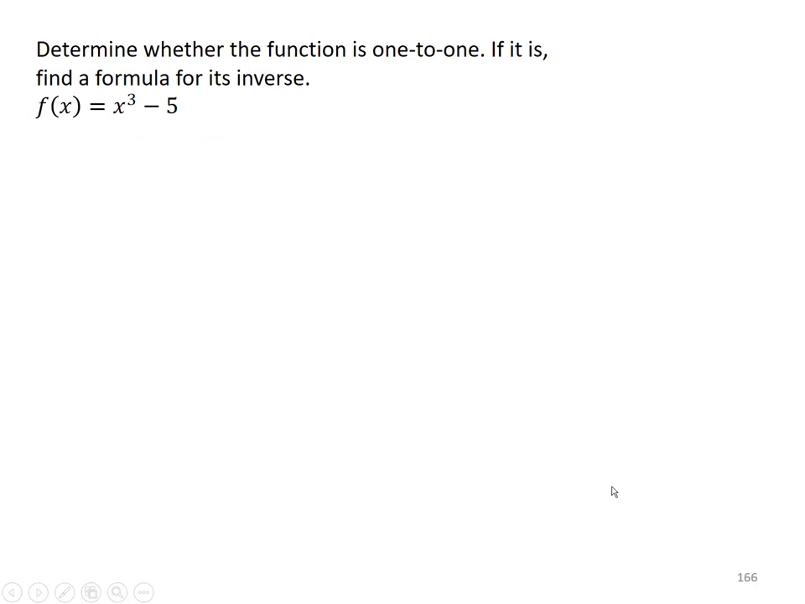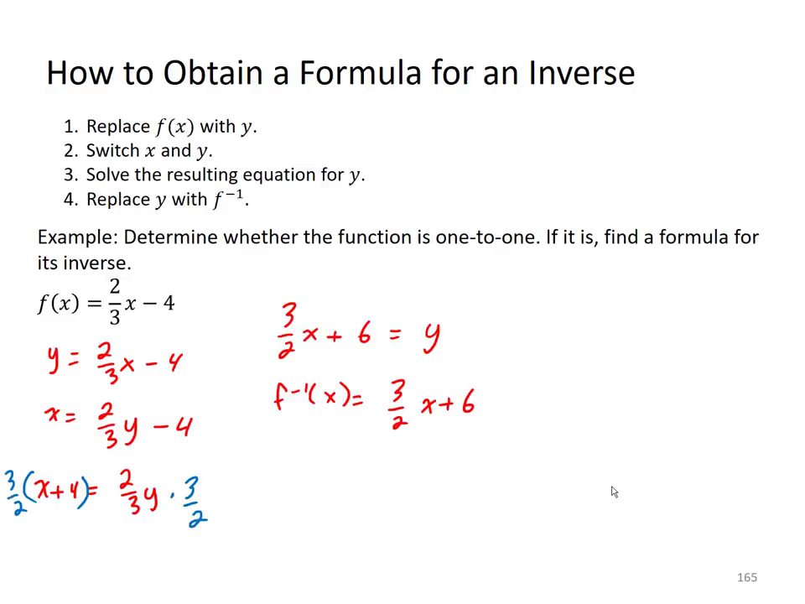My next example, my next slide, determine whether the function is 1-to-1. If it is, find a formula for its inverse. And I need to go back, actually, that last example didn't necessarily determine that it is 1-to-1. But that function, f of x equals 2/3 x minus 4, is a linear function with a positive slope, so it's always increasing going from left to right. So because it doesn't change direction, the horizontal line test would determine that it is 1-to-1.